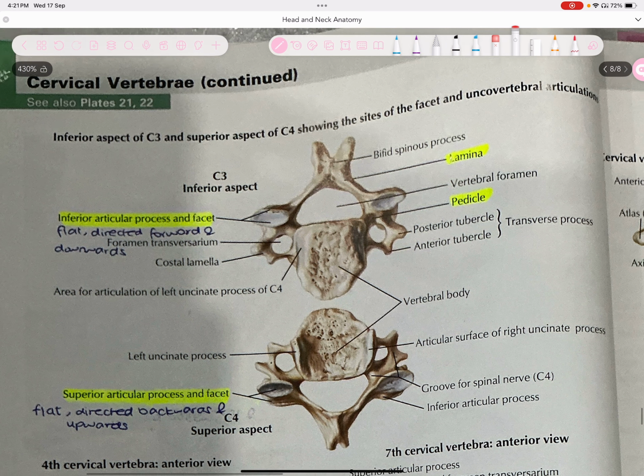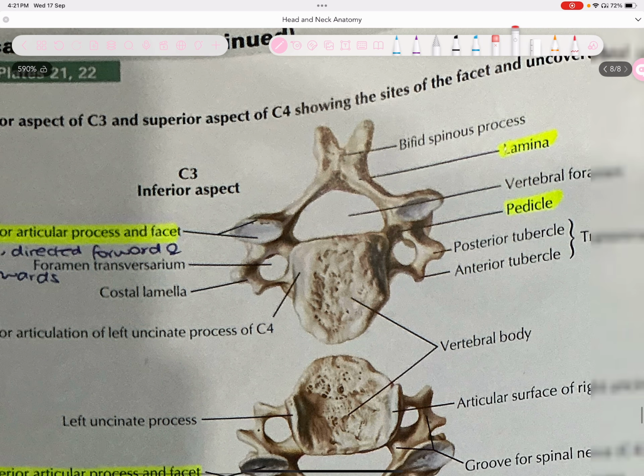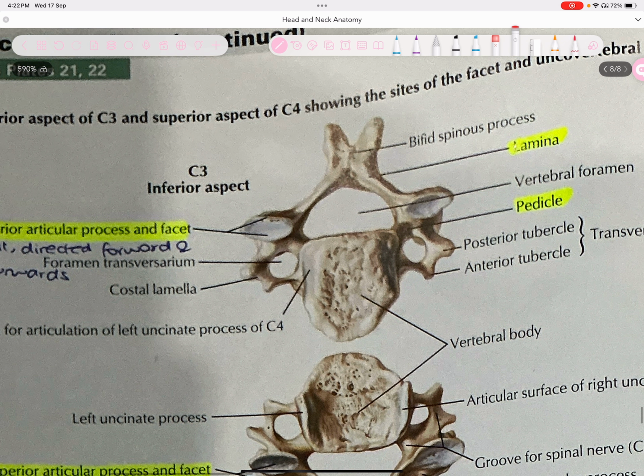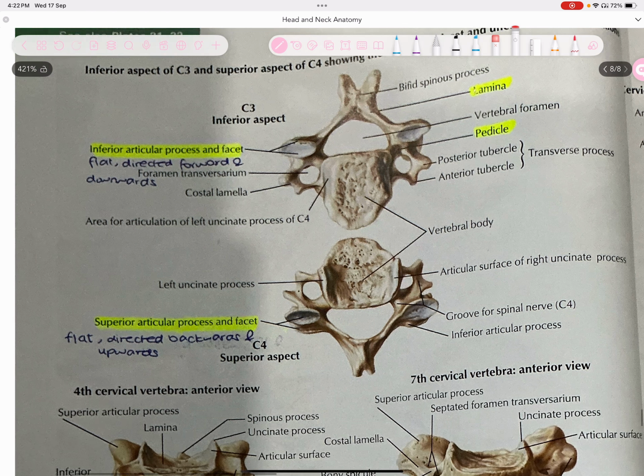Now, vertebral foramen. This is the vertebral foramen. It is larger than the body. It is triangular in shape and it can be larger than the body because it is triangular in shape because the pedicles are directed backwards and laterally. So where is the pedicle? This is the pedicle. This is the lamina. So they're saying the pedicle is directed backwards and laterally. So therefore, it forms a triangular shape.